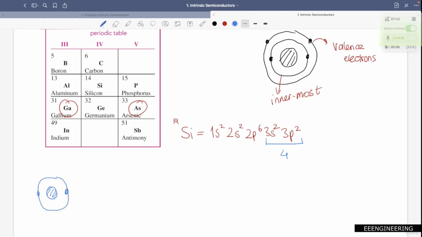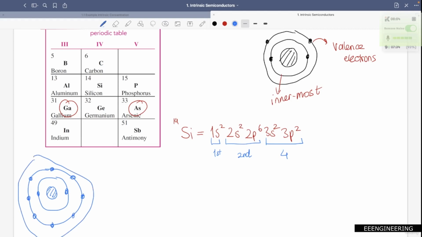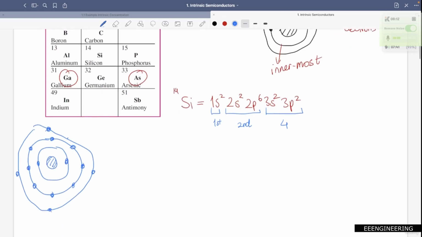Let me draw them. Then here we have the second shell, in which we have 8 different electrons: 1, 2, 3, 4, 5, 6, 7, 8. Great. And we also have another shell, which is the outermost shell, and in that one we have 4: 1, 2, 3, and 4. So basically this is how we represent a silicon atom.